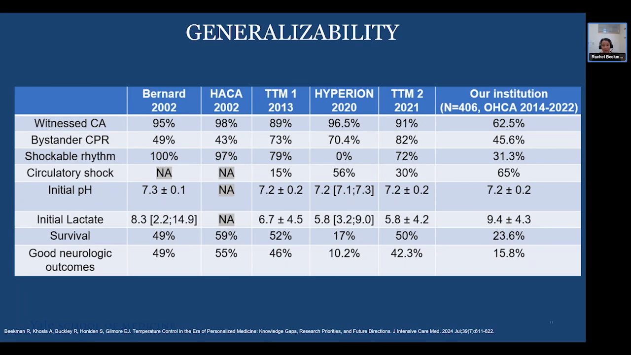But on the contrary, our institution, which is located in the northeast of the United States, has much lower rates of witnessed arrest and bystander CPR, a significantly lower population of shockable rhythm arrest, and an overall higher post-cardiac arrest severity with higher lactate levels post-arrest, and the majority of our patients requiring circulatory support. And as such, our overall survival rates and good neurologic outcome rates are significantly lower than what has been reported in prior trials. The currently enrolling ICECAP trial is the first temperature control trial in North America, and it's including a population that is going to be much more similar to the patients that we see in clinical practice.